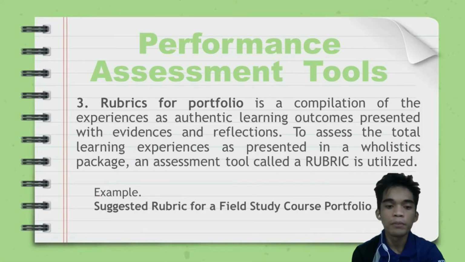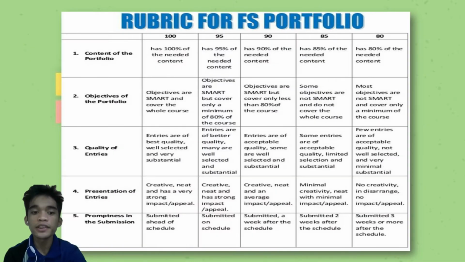Number 3, rubrics for portfolio. It's a compilation of the experiences as authentic learning outcomes presented with the evidence and reflections to assess the total learning experiences as presented in a holistic package. An assessment tool called a rubric is utilized. So this is an example of a rubric for an FS portfolio. This diagram shows the descriptive words on how the rubric would critique a learner's outcome.